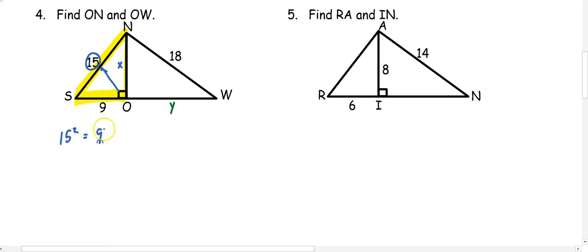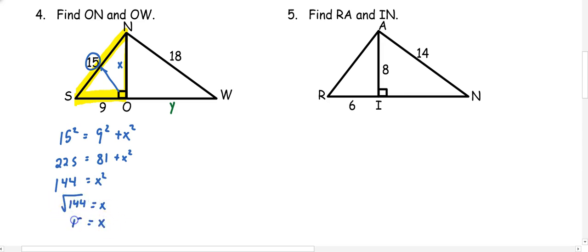15 squared equals 9 squared plus x squared. So we get 225 equals 81 plus x squared. Subtract 81 from both sides, and I get 144 equals x squared. When I take the square root, I get that x is equal to 12. So now I can use that 12 in the next triangle. So now I have a triangle that has a side of 12, a side of 18, and a y.